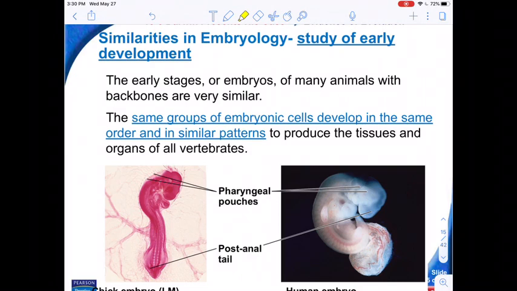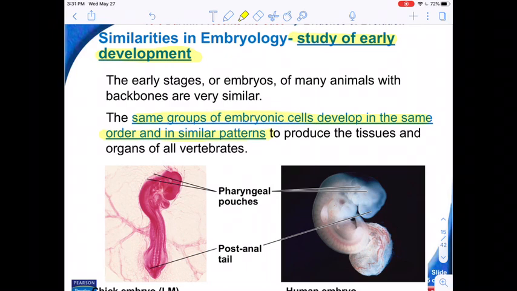The next type of evidence is similarities in embryology. Embryology is the study of early development. The early stages of embryos in many animals, specifically many animals that have a backbone, are very similar. In these embryos, it shows evolution because the same groups of embryonic cells develop in the same order and in similar patterns, kind of like how the homologous structures develop.